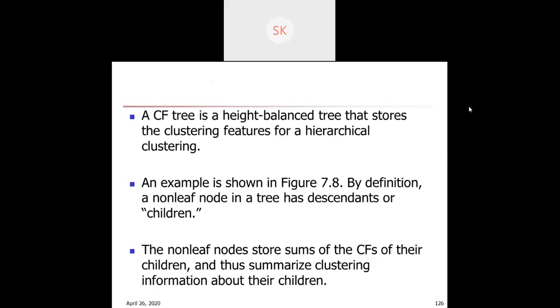A CF tree is a height-balanced tree which stores the clustering features for hierarchical clustering. An example is shown in figure 7.8. By definition, a non-leaf node in a tree has descendants or children. The non-leaf node stores the sums of the CFs of its children and thus summarizes the clustering information about its children.